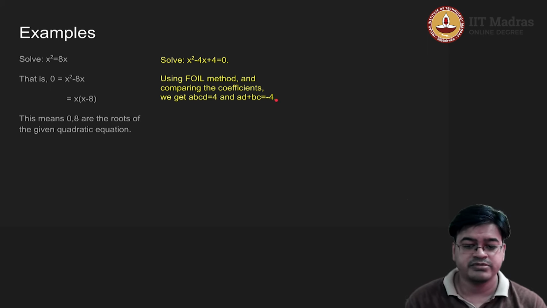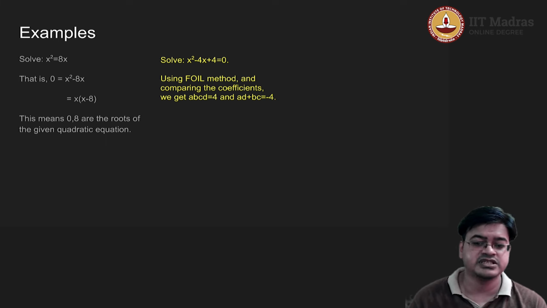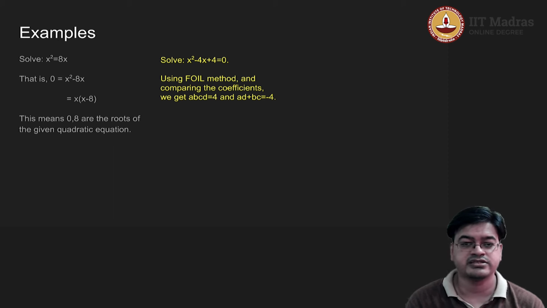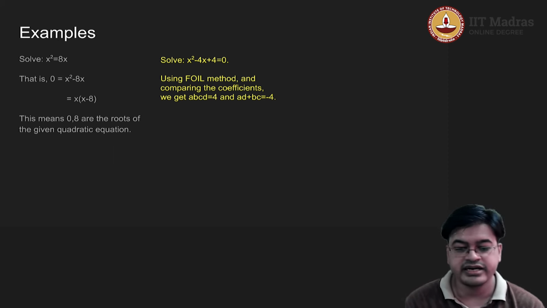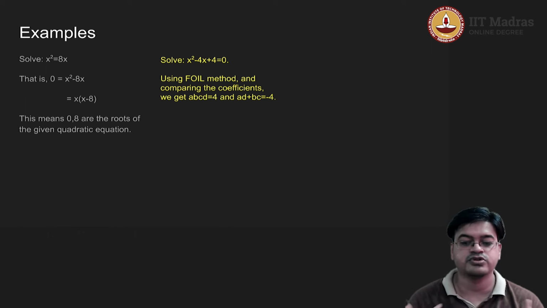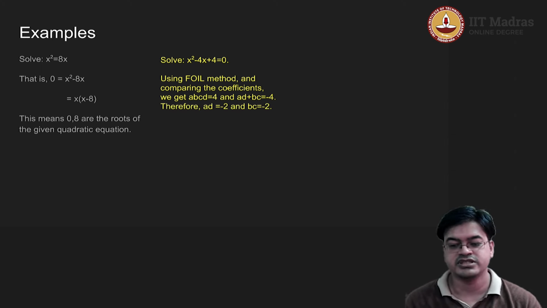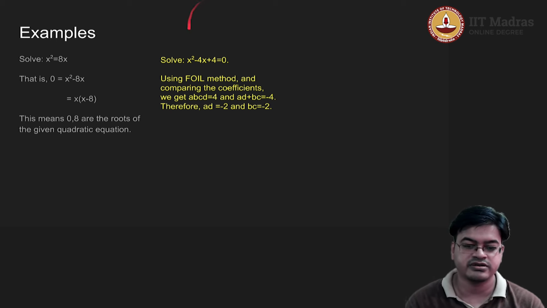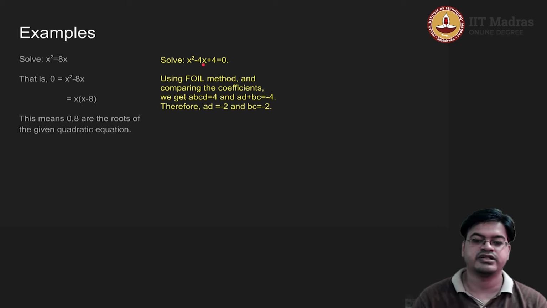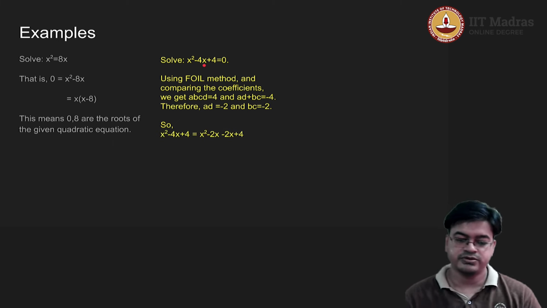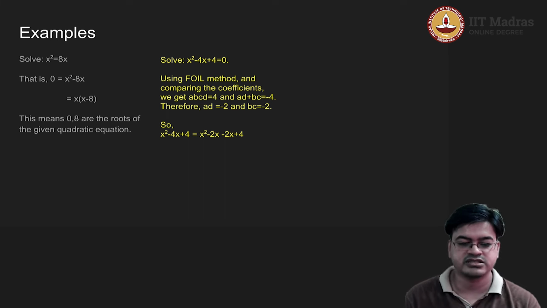Okay. So if ABCD is 4 and AD plus BC is minus 4, is there any other way out? 4 can be factorized only in one way, that is 2 into 2, and AD plus BC is minus 4, that means both of them should be negative, minus 2 into minus 2. So AD is minus 2, BC is minus 2. Substitute it in the master equation where you can write x square minus 2x minus 2x plus 4. So you have substituted it in the master equation.